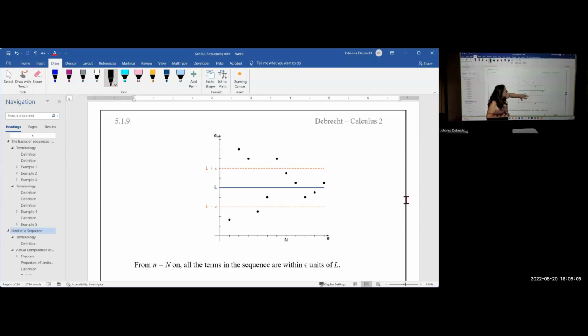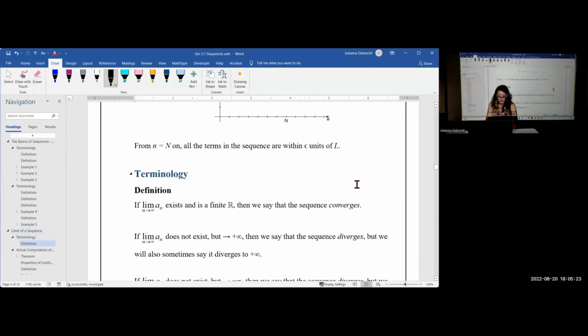So while they're oscillating in a decreasing pattern and getting closer and closer to the value of L, we would say that the terms of this sequence are going to converge to the value of L. Not probably, they will, right?